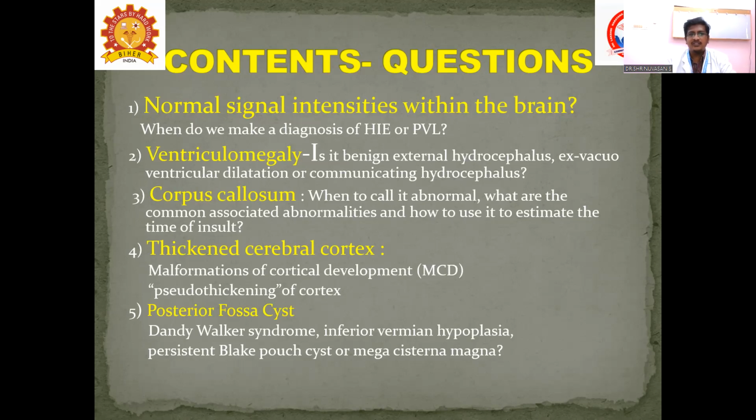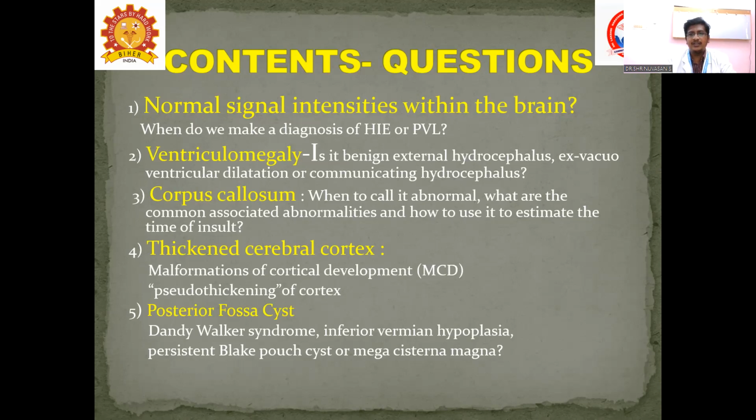You know what the cortex is made up of. Cortex is made up of all gray matter, that is the heads of the neurons. When the brain matter gets insulted during the early period, the cerebral cortex also gets into different types of developmental malformations, which we call malformations of cortical development. Sometimes pseudo thickening of the cortex also appears like a malformation. So we also have to identify whether it is pseudo thickening or malformations of cortical development.